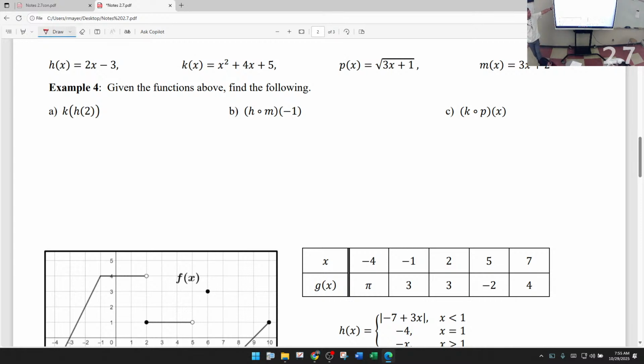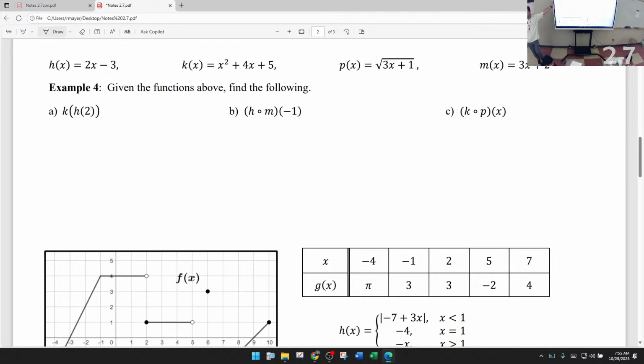Given the functions above, find the following. There's the one that's written a little bit different. That's written, so that's h of m of -1. Okay, so you do m of -1 first, then plug it in for h. Do p of x first, and then do that for k. So those are the circled ones. I like them like this better. I never saw them like that till college, and then I guess that's why.